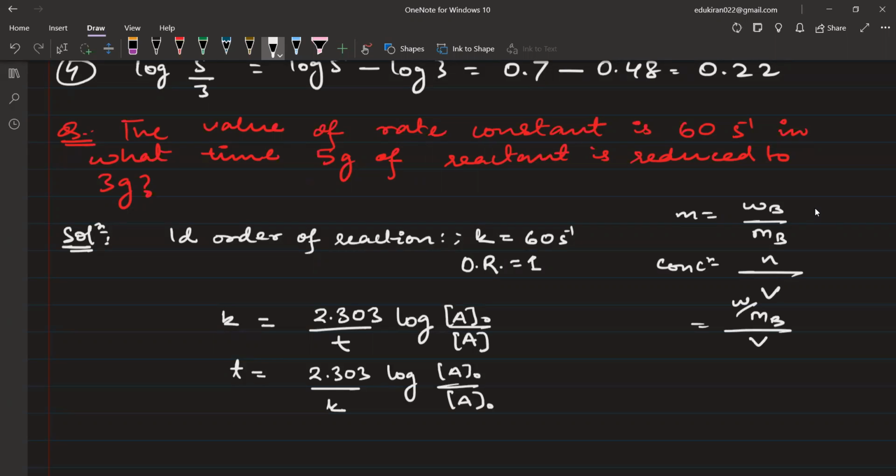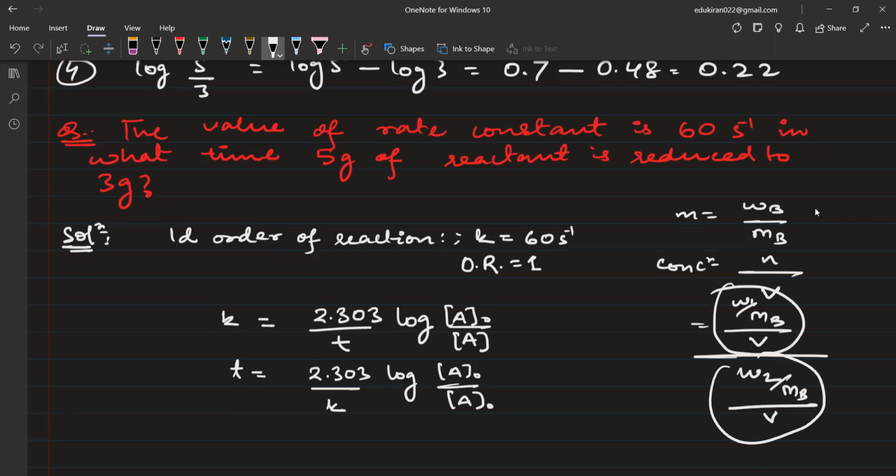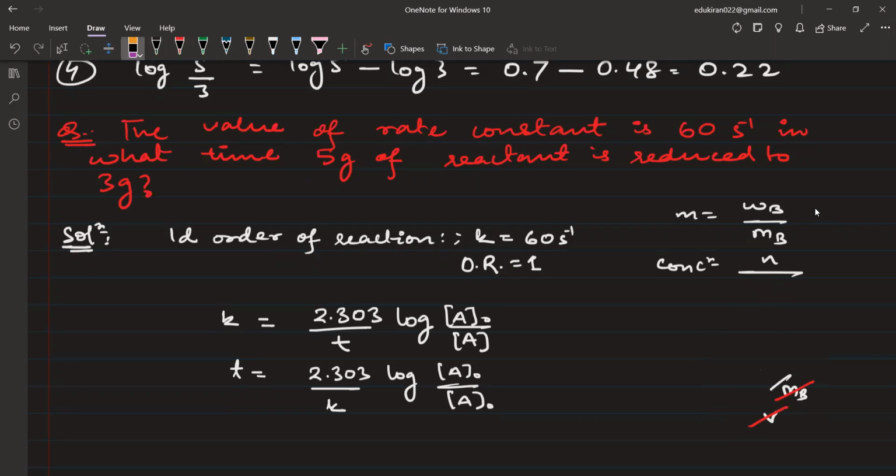Number of moles is equal to given mass upon molar mass, ठीक है? Divided by volume. If you have this A naught, तो हम यहाँ पे W1 लिख देते हैं, divided by W2 upon M, divided by volume. So this is my initial concentration. This is my final concentration. बिल्कुल आपको समझ में आ रहा होगा, that I can cancel the V's, I can cancel the M, and I will just get W1 upon W2. Okay, so you can just write the equation, plug in the value of A naught and A.